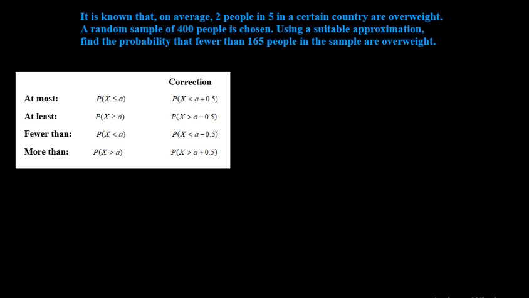Moving into the example, we'll learn how to use a normal distribution as an approximation for a binomial distribution. Let's take a look at the question. It is known that on average, 2 people in 5 in a certain country are overweight. A random sample of 400 people is chosen. Using a suitable approximation, find the probability that fewer than 165 people in the sample are overweight. First of all, we will find the probability that a person is overweight. p equals 2 in 5, so it will be 2 over 5 equals 0.4.